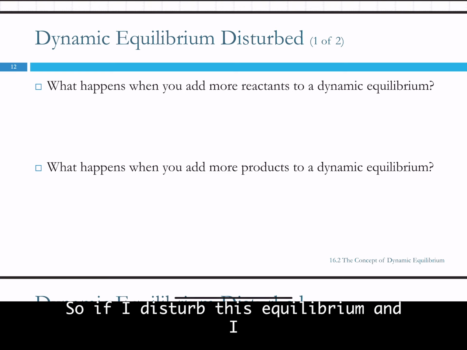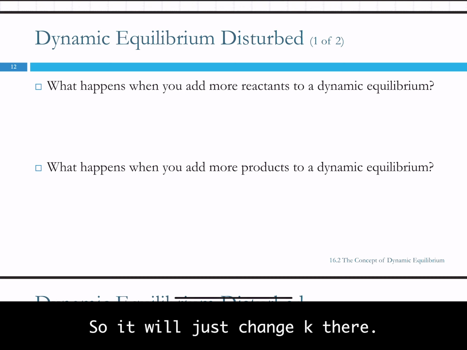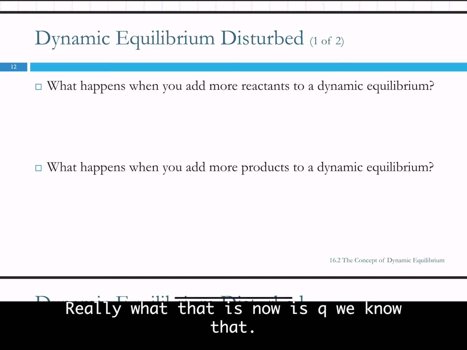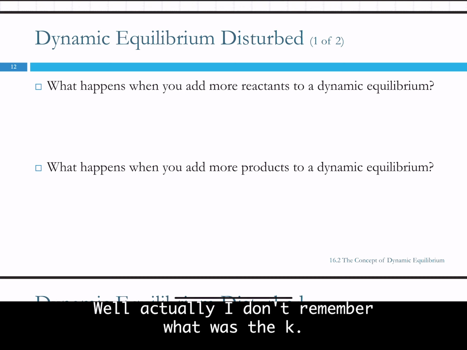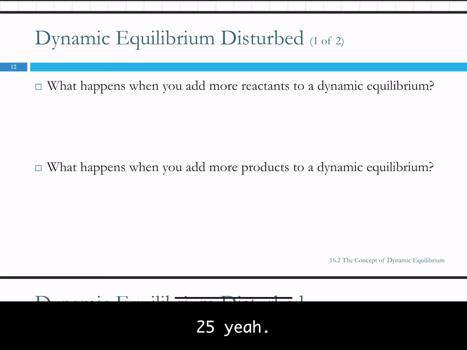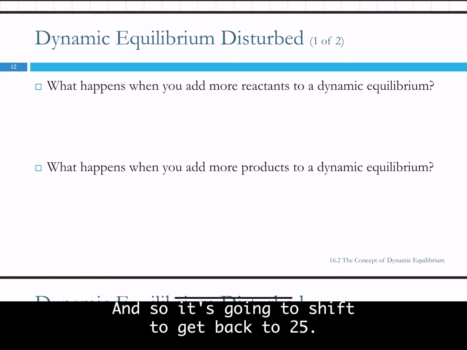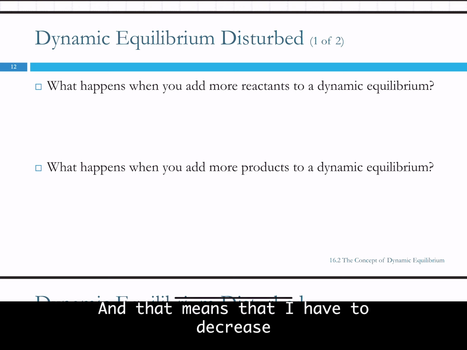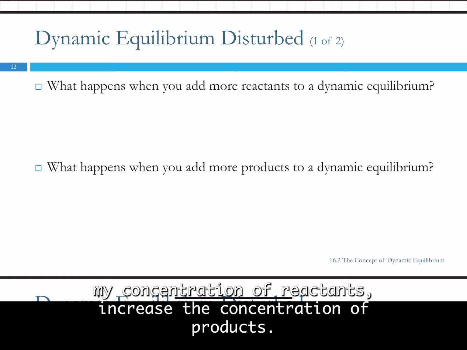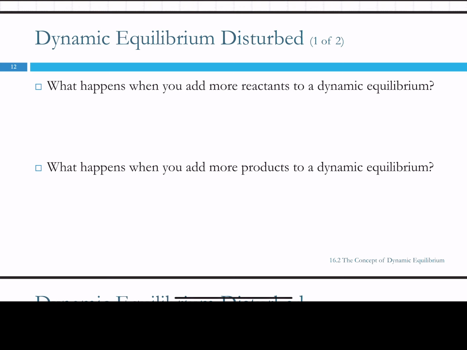So if I disturb this equilibrium and I add reactants, this calculates it on the fly. Really what that is now is Q. Actually, I don't remember what the K was before. 25? Yeah, so K wants to be 25, but now we're at 2, so it's going to shift to get back to 25. That means I have to decrease my concentration of reactants and increase the concentration of products, which is why we say it shifts towards the products.